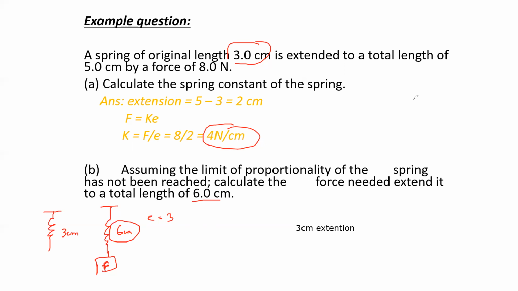You can use the ratio or you can use the formula. Look, F is equal to KE. So K was 4 multiplied by extension, which is 3. So 4 multiplied by 3, you will get 12. That is one way. There is also another way.